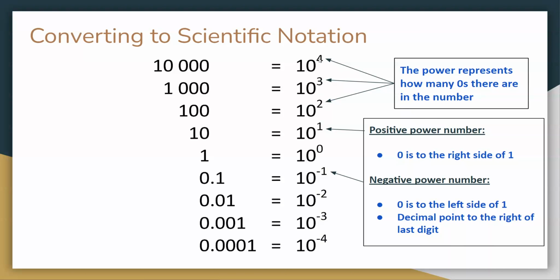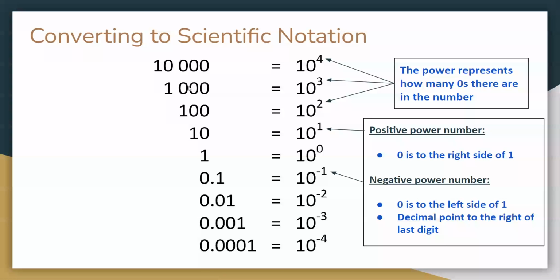Normally, the power on top of the 10 represents how many zeros you have, either to the right of the number one, or to the left of the number one. For instance, if I have 10,000, that's four zeros after the number one. So this is one, two, three, four. So I'm going to write this as 10 to the power 4. The power represents how many zeros there are in the number.